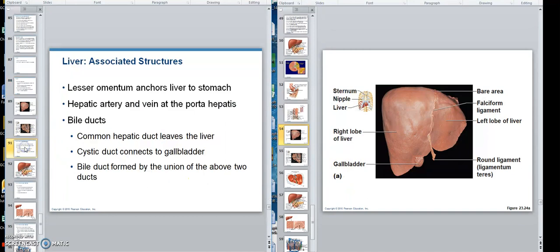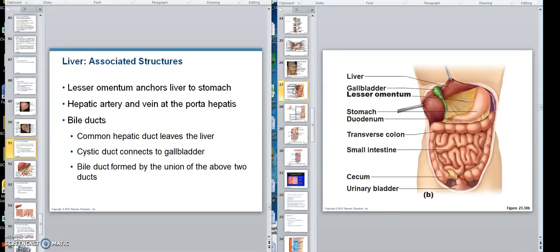The lesser omentum anchors the liver to the stomach. Now let's go back and look at that. Lesser omentum. Remember we talked about that? Let's go find that again if we can. Okay, here's that lesser omentum. Stomach, liver, lesser omentum. Right there. We talked about that. Hepatic artery and vein at the porta hepaticus. We'll talk about that later. Bile ducts. Okay, so now, in order to explain this, I'm going to go here now.